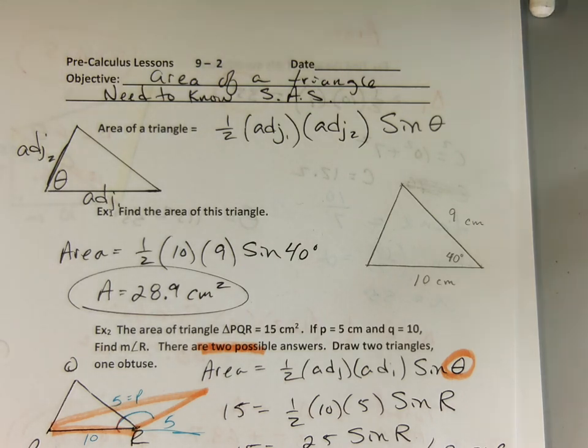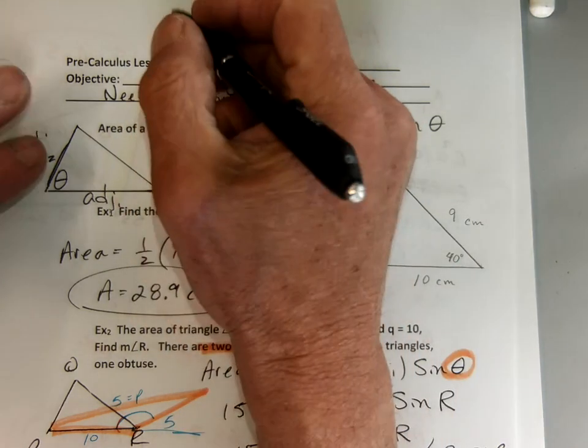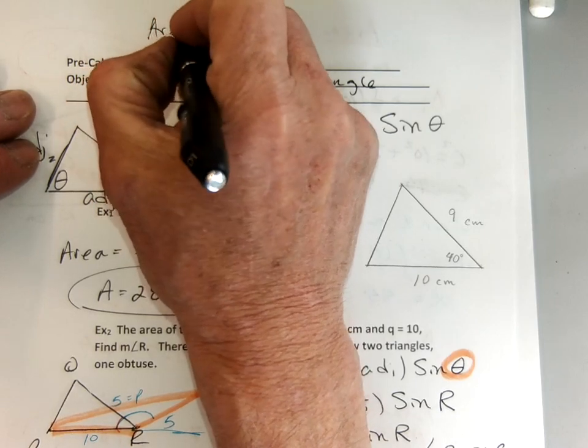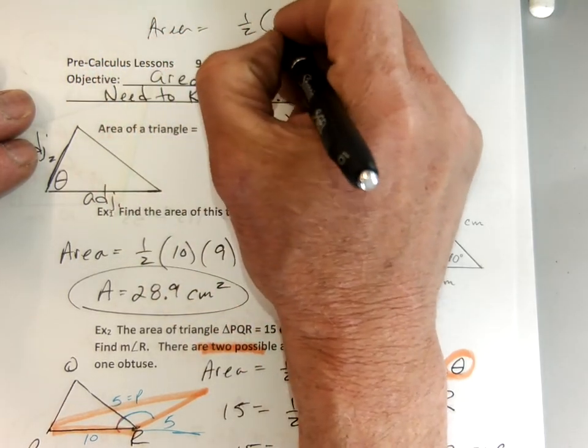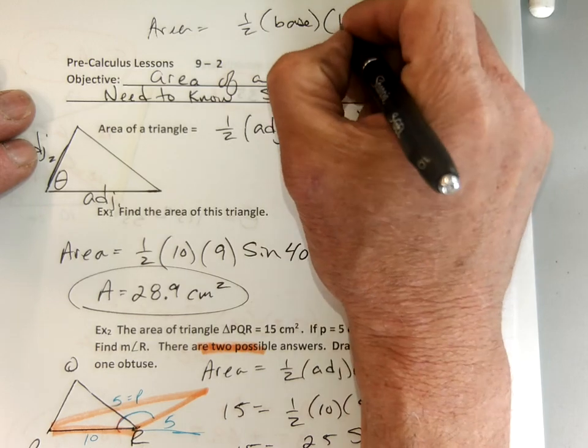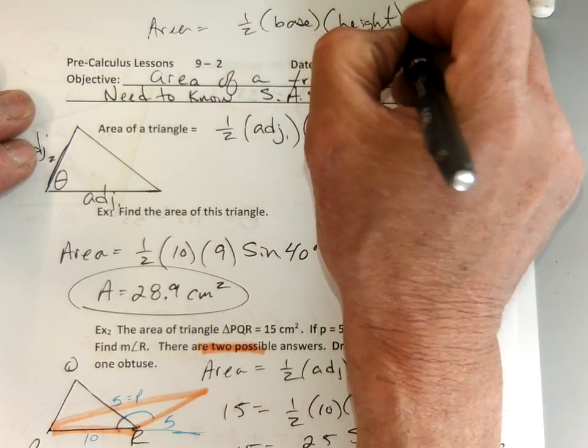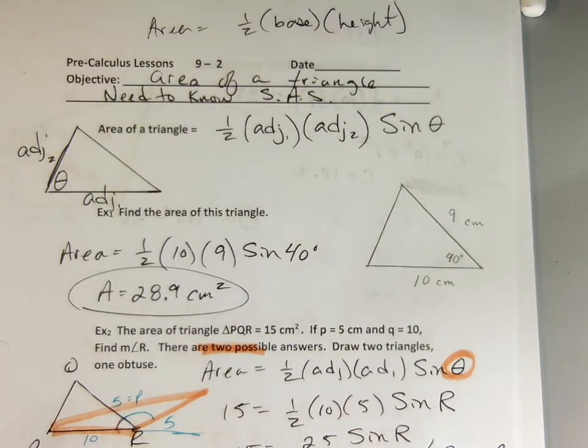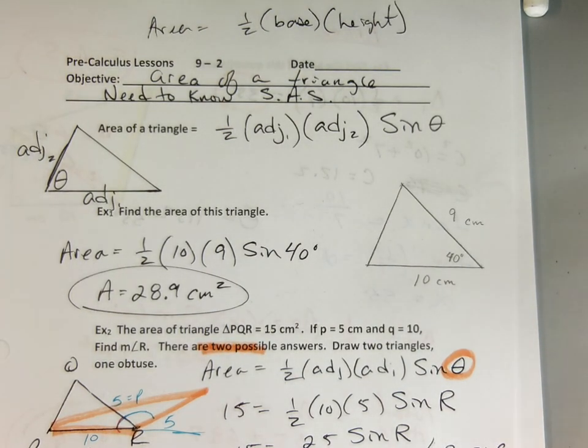So we know that every triangle is equal to 1/2 the base times the height, right? But what if we don't know the height? If we don't know the height, we need a totally different formula.